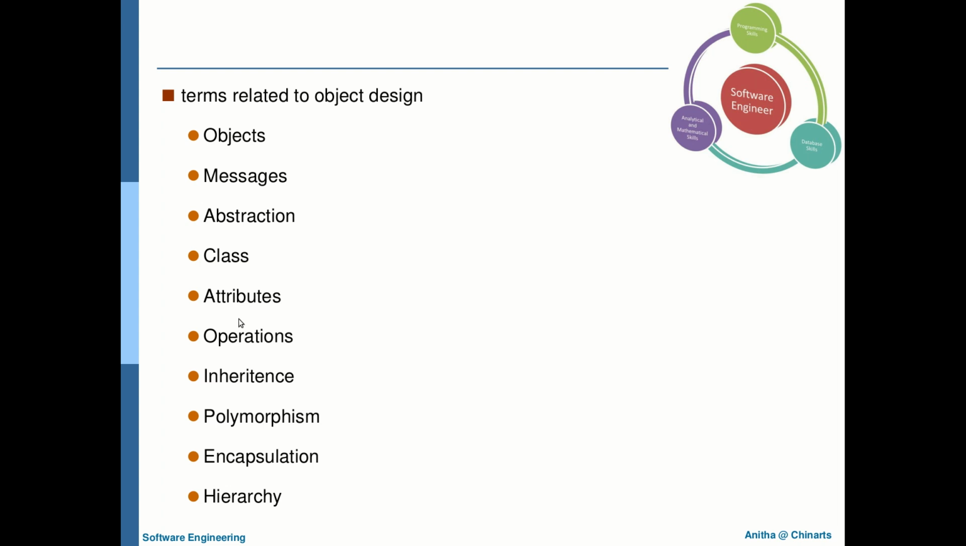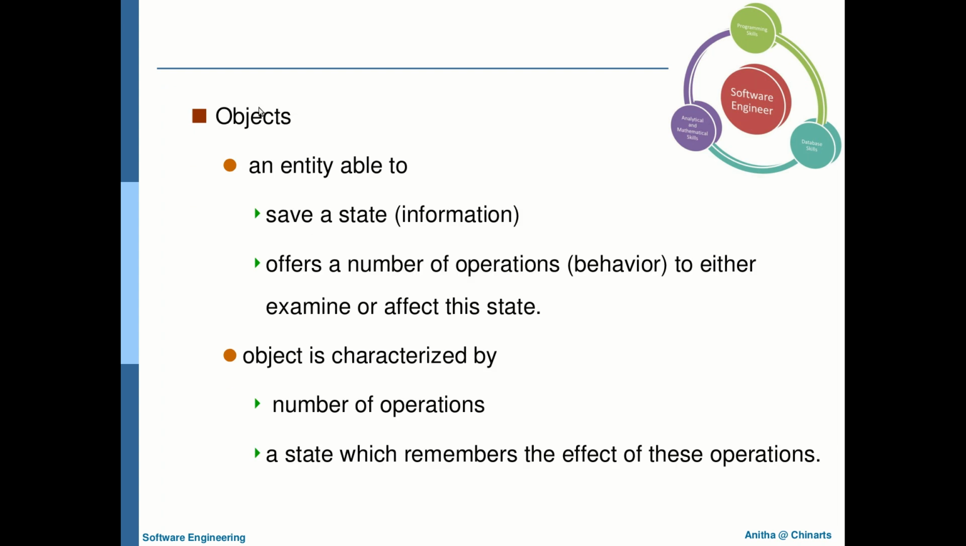The very first term is an object, which we have already discussed. An object in the context of object-oriented design is nothing but an entity which is able to save state information, and this entity can offer a number of operations to either examine or affect the state. So I can say an object is characterized by a number of operations and a state which remembers the effect of these operations. This is a very simple definition I can give for an object.